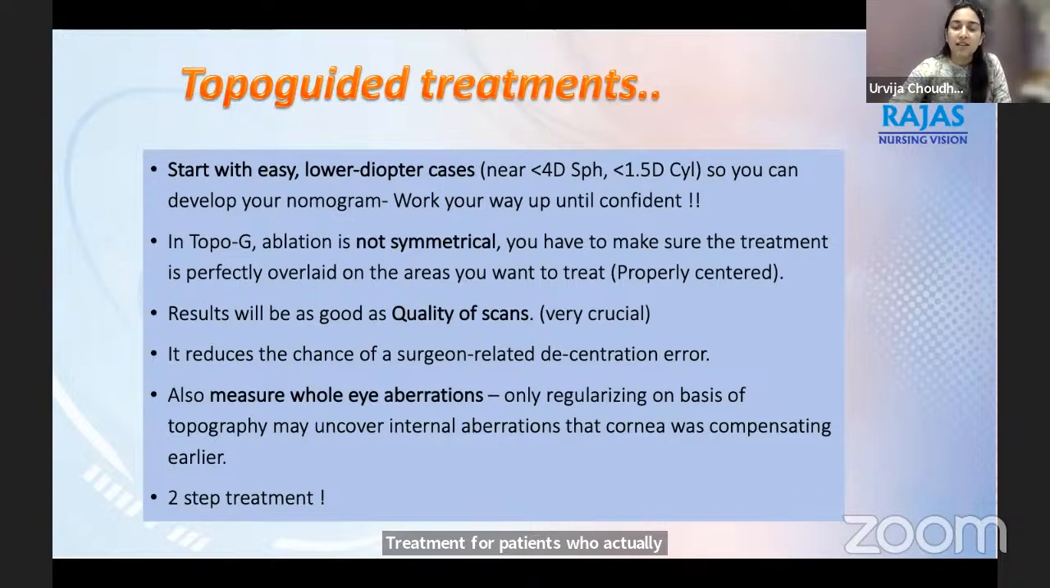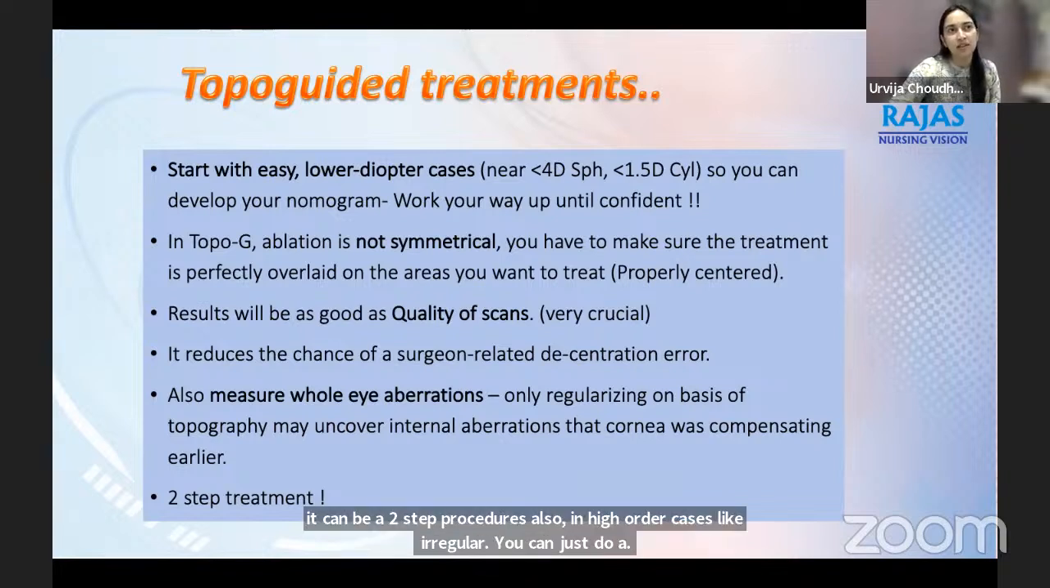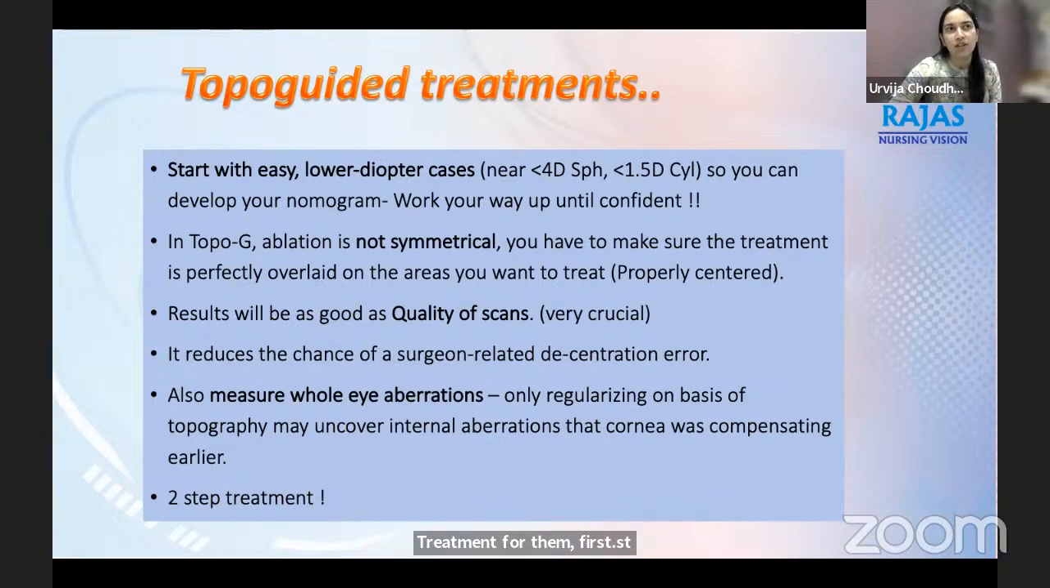The quality of scans needs to be very, very good once you plan the treatment. And it can be a 2-step procedure also in high order aberration cases, like irregular corneas. You can just do a topo-guided treatment for them first, then measure the lower order aberrations, his spherocylinder, and then go ahead and plan the complete refraction in the second week.